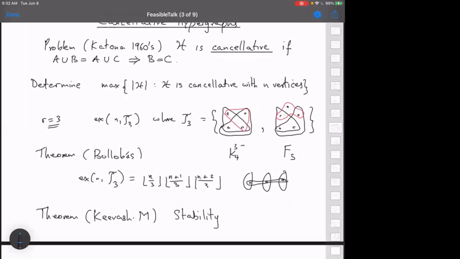So we call T3 the family of forbidden hypergraphs in the cancellative situation. If you think about how you can have this A union B equals A union C, and yet B is not equal to C, there are only two ways that can happen. Those are drawn in this picture. They are called K4^3 minus and F5. So if you don't like the word cancellative and this notation, you can just think about this problem as asking: what's the maximum number of triples in a hypergraph on n vertices that does not contain the two triple systems that I've drawn on the right? Okay, that's Katona's problem for r equals 3.